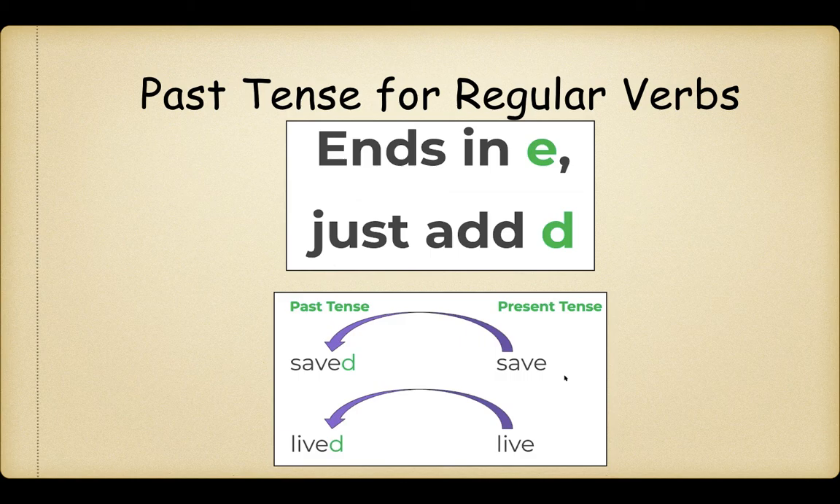I saved money. And the second example, live, ends in E. If I put a D at the end, it becomes lived. And that's the past tense. So I could say, I live in London. And then maybe if I moved away, I could say to someone, I lived in London, which means it's in the past.